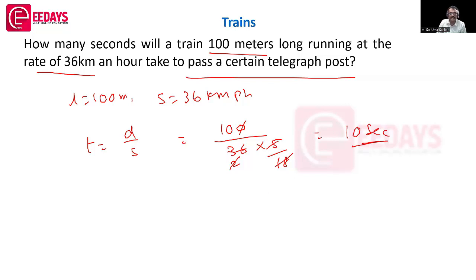Either convert this kilometers per hour to meters per second, or convert this 100 meters to kilometers. And how to convert? 0.1 kilometer.